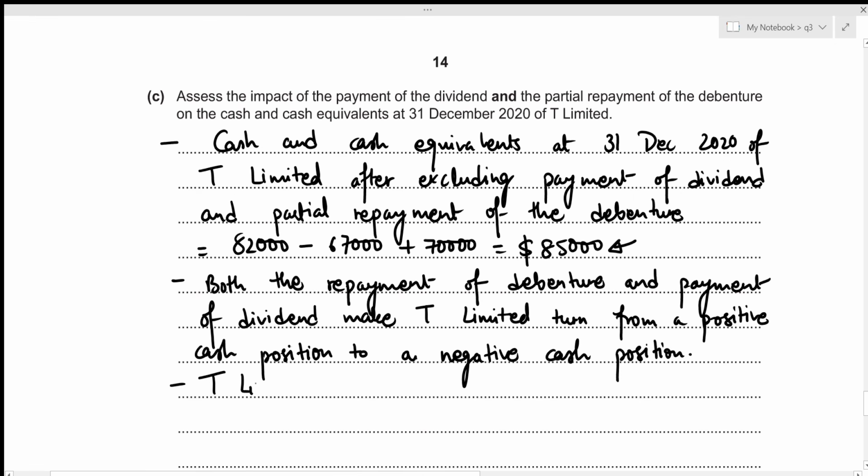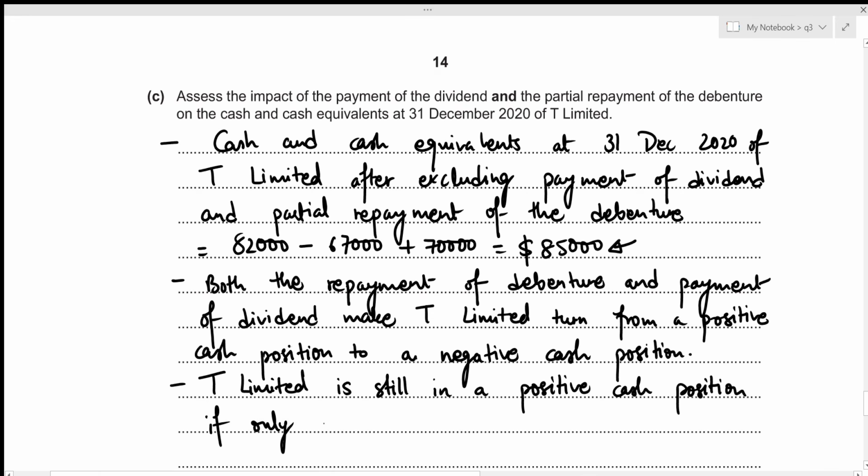T Limited is still in a positive cash position if only debenture but not dividend is paid.